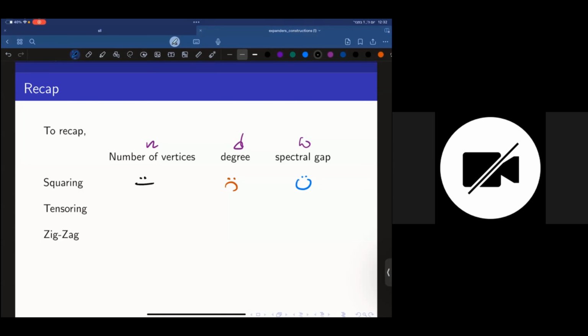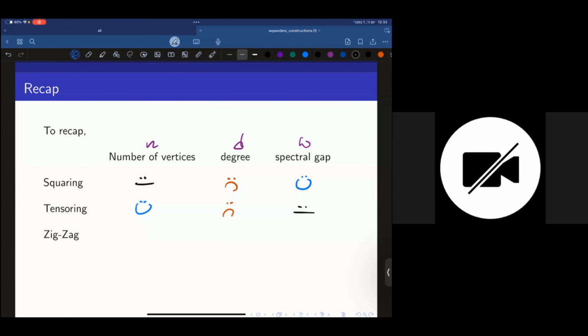Tensoring, what's there? You're happy, you want many vertices for what is to come. Trust me, you want to increase the graph size. The degree increases, it's D1 times D2, so it's like D squared if it's the same graph. And the spectral gap? It doesn't do anything, right? It's a maximum between the two. And maximum is fine. I gave it things, it took the wrong one, but I can't blame it, at least it didn't increase it.